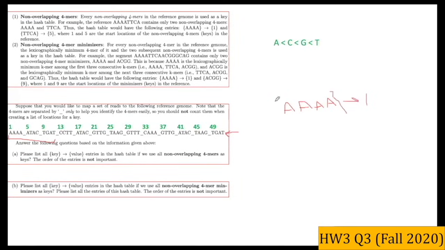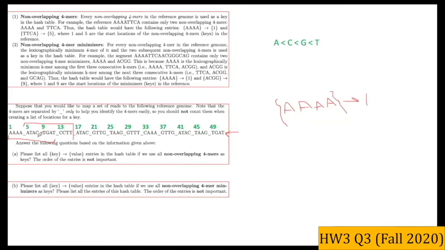Now we do not search whether these 4 characters exist anywhere else and then append the start location in the hash table. Why is that? Because we need to check only every 3 k-mers and pick the minimum, and then we check whether the other minimizers exist or not. So what we need to do is proceed to the next 3 k-mers that are these, and then we check the minimum.